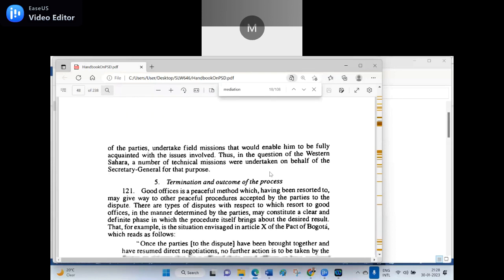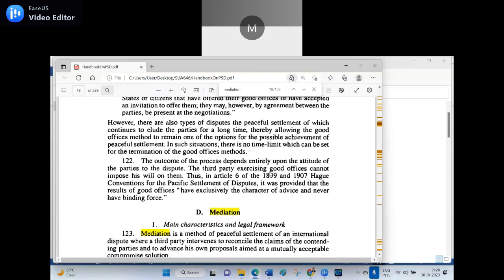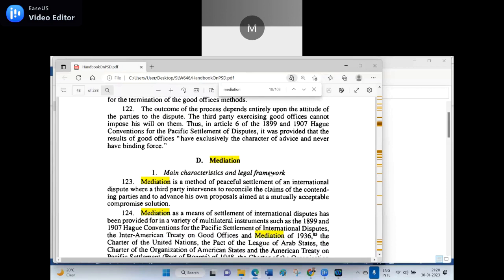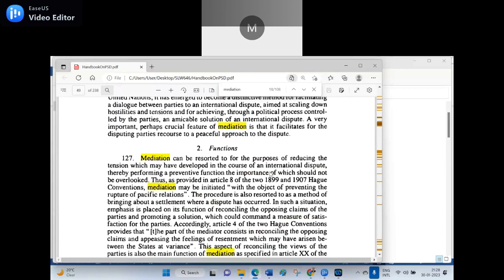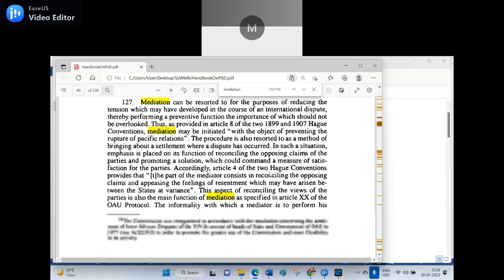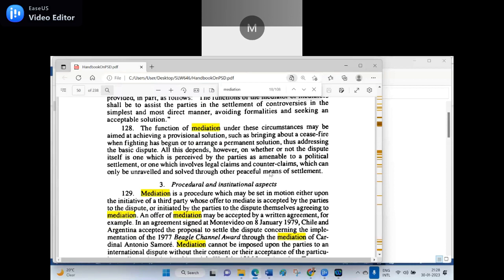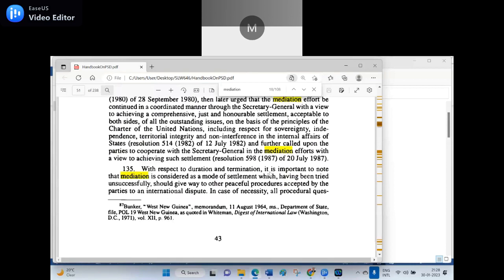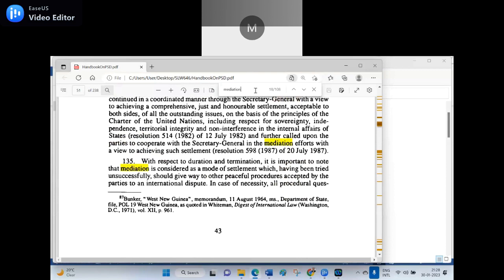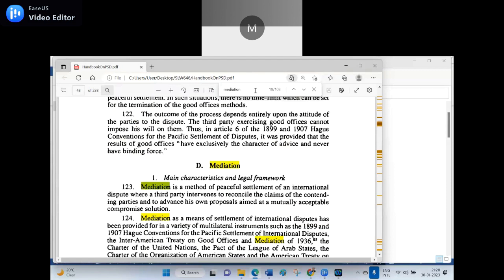Today I would like to throw light on this aspect, which is nothing but mediation, negotiation, reconciliation, and good offices. These are the aspects that I would like to throw light on in today's class.